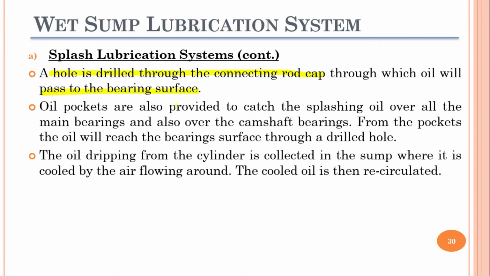Oil pockets are also provided to catch the splashing oil all over the main bearing and also over the camshaft bearings as well. From the pockets, the oil will reach the bearing surface through drilled holes. The oil dripping from the cylinder is collected. Now the oil which is coming back from the cylinder is then collected in the sump, where it is cooled by air flowing around. The cooled oil is then recirculated again.